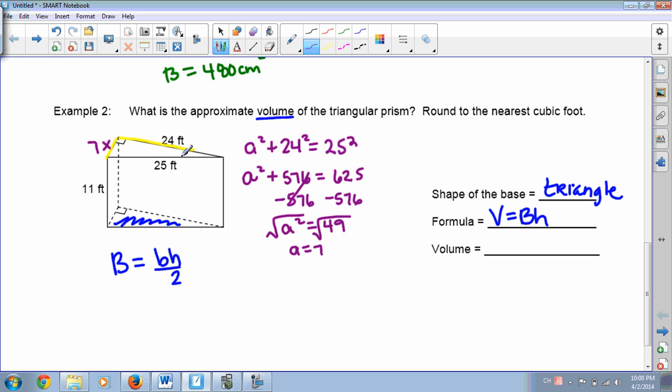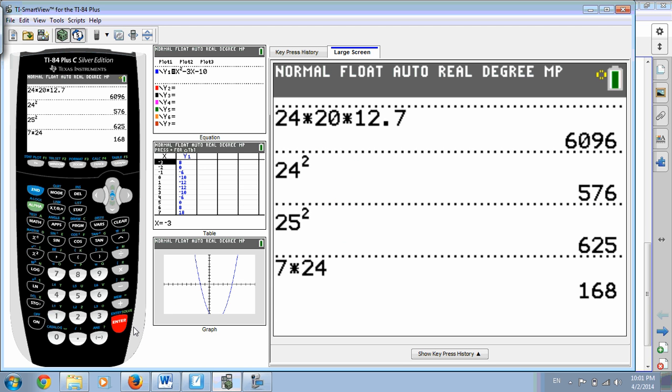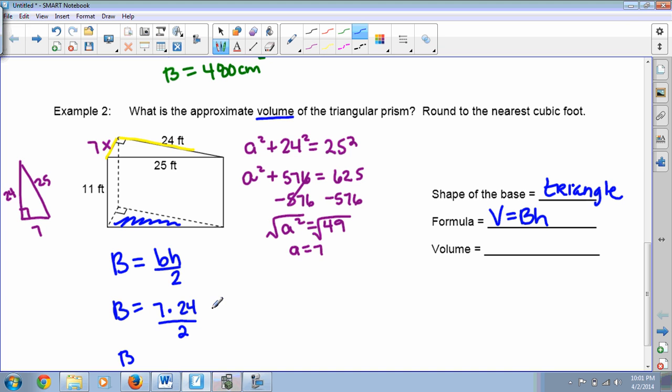So our base and our height of our triangle here, let's just say we were kind of looking at it like this. 7 would be our base, 24 would be our height, and 25 would be our diagonal. So let's just go ahead and plug that back into our formula to find area of that base, or area of the triangle. The base of the triangle is 7, the height of the triangle is 24, and then cut that in half or divide by 2. So 7 times 24 is 168, divided by 2 is 84. So the area of our base is 84.